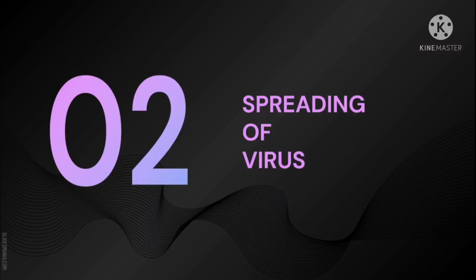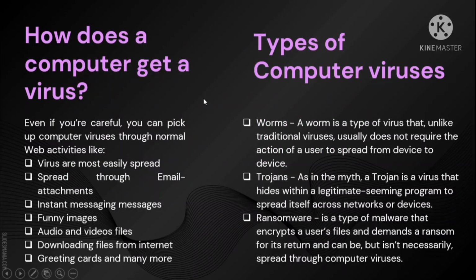Second topic is spreading of virus. So how does a computer get a virus? Even if you are careful, you can pick up computer viruses through normal web activities. Viruses are most easily spread through email attachments, instant messaging messages, funny images, audio and video files, downloading files from internet, and greeting cards, and many more.